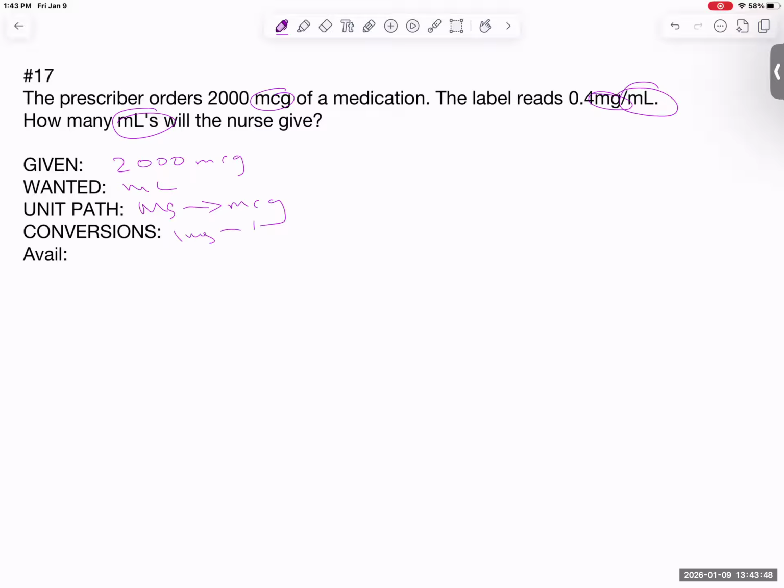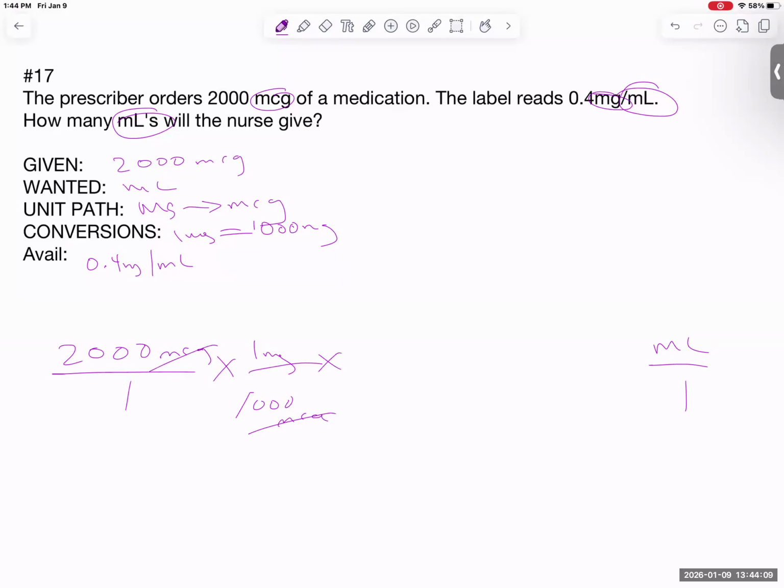So 1 milligram is 1,000 micrograms, and what's available is 0.4 milligrams per 1 ml. Beautiful. Let's do this. 2,000 micrograms over 1. I'm solving for milliliters over 1. So I'm going to start getting rid of my unwanted. 1 milligram is 1,000 micrograms. That crosses off my micrograms. Get rid of milligrams by using what's available, 0.4 milligrams in 1 ml. Gets rid of my milligrams, and that gives me exactly what I need. So I always look at my problem. I've used this, I've used my conversion. I'm good. My setup is beautiful because milliliters is in the numerator.